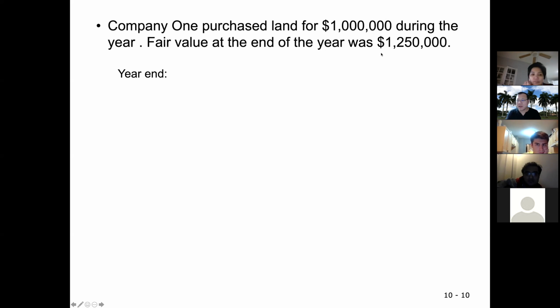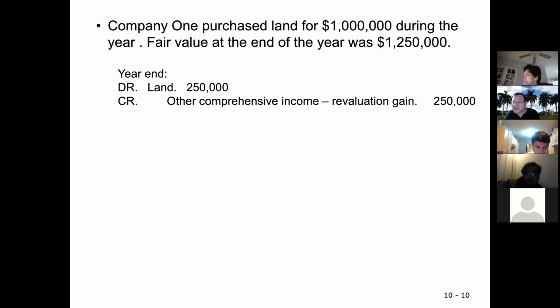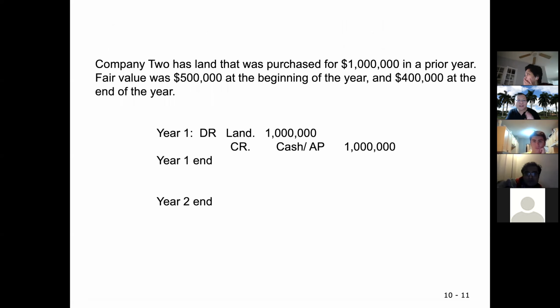What's your journal entry? Debit land, credit gain. So debit land for 250,000. You credit OCI revaluation gain for 250,000, right? This didn't go to the income statement, right? It goes to OCI. Okay. Is this clear? Okay, good, next.